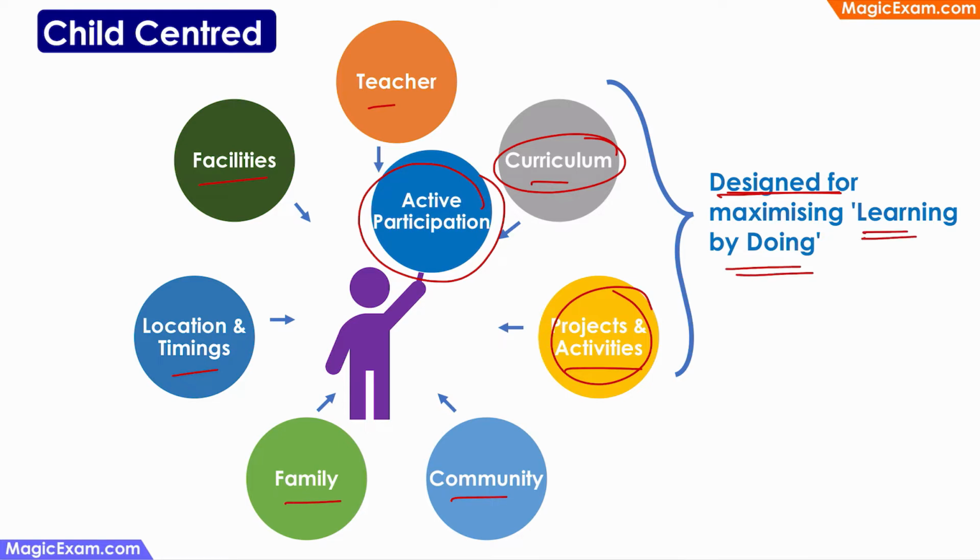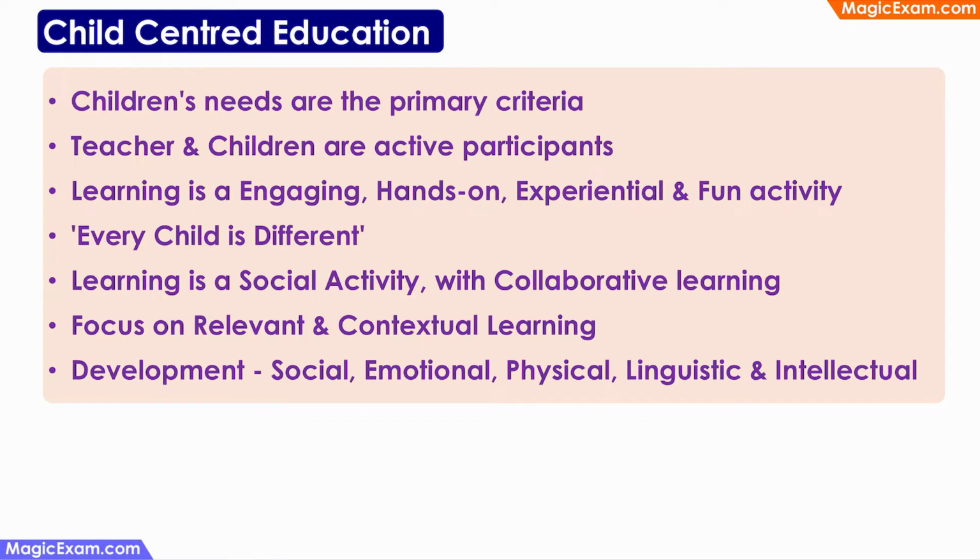the learning by doing. So, to summarize what is child-centered or child-centric education, the child is at the center. That is, the child's needs are the primary criteria and both the teacher and the children are active participants in the teaching and learning process. And learning is engaging, hands-on, experiential, and it should be a fun activity. Right? And there should be an understanding that every child is different. That is, you cannot expect the same teaching and learning methodology to work for every child.